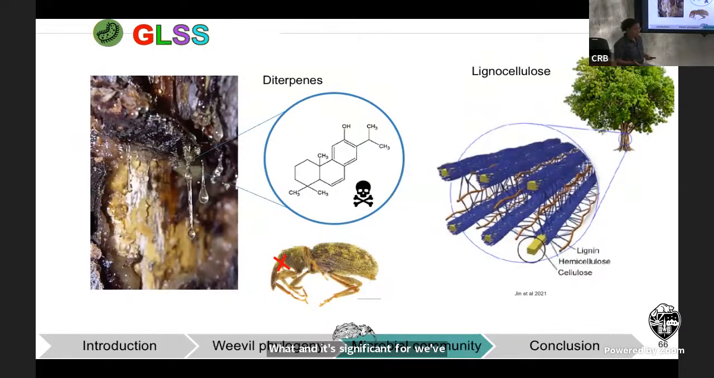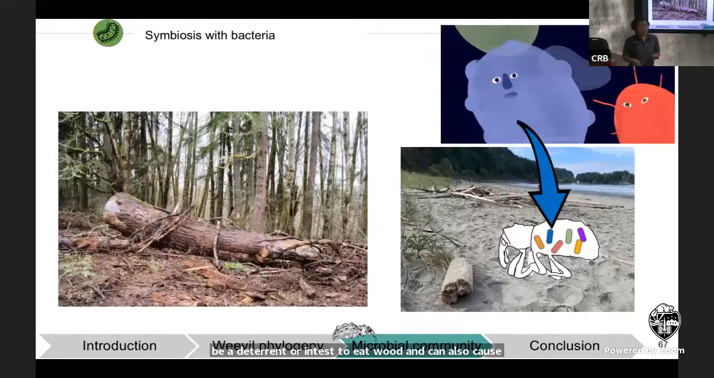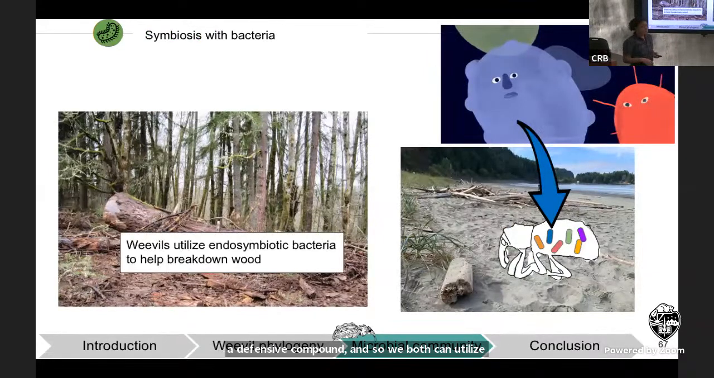It's significant for a lot of things because wood is not easy to eat. Lignocelluloses make it difficult to break down wood. Diterpenes, which can be found in sap, can be a deterrent for insects to eat wood and can also cause death of the weevil if they get caught in it. And it's just a defensive compound. And so weevils can utilize symbiosis with bacteria to help break down some of those difficult to break down components of the wood.